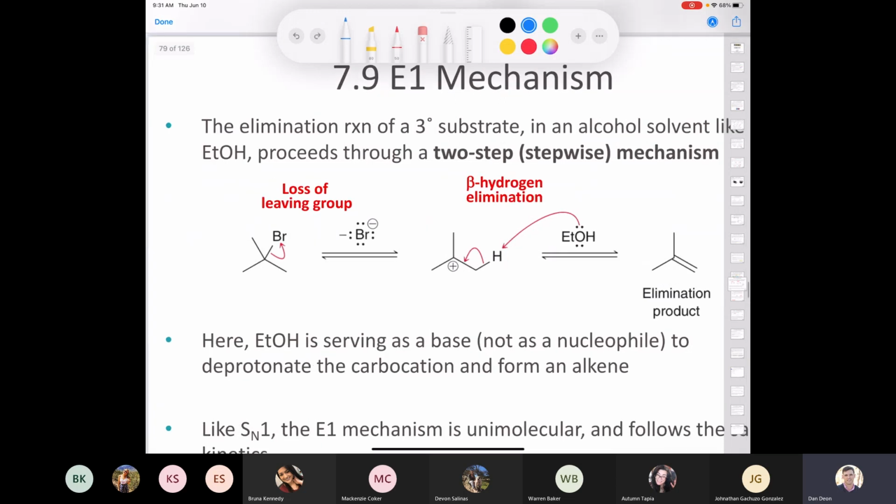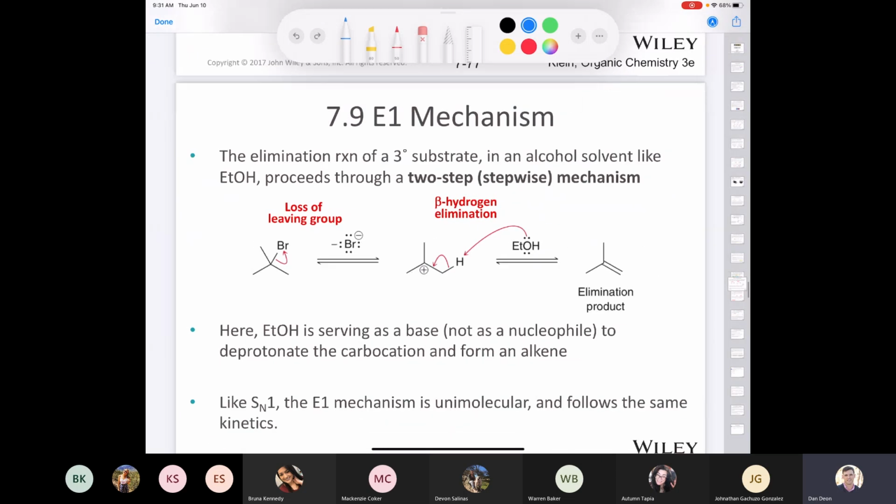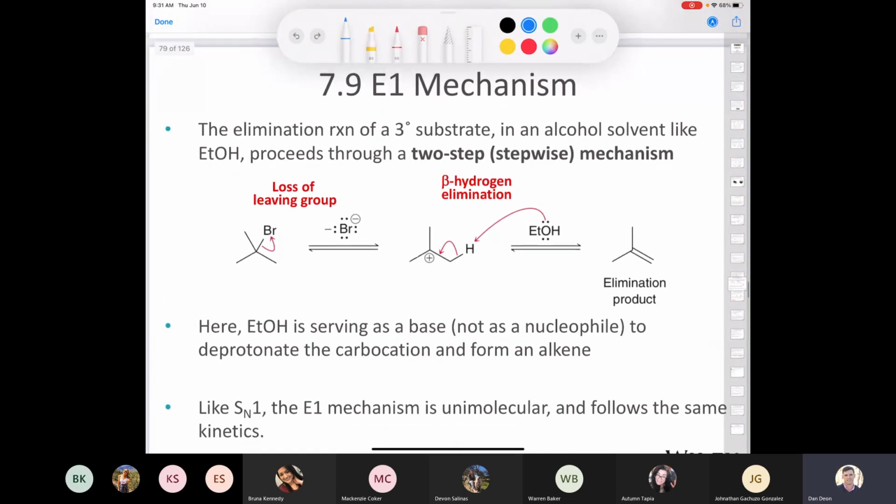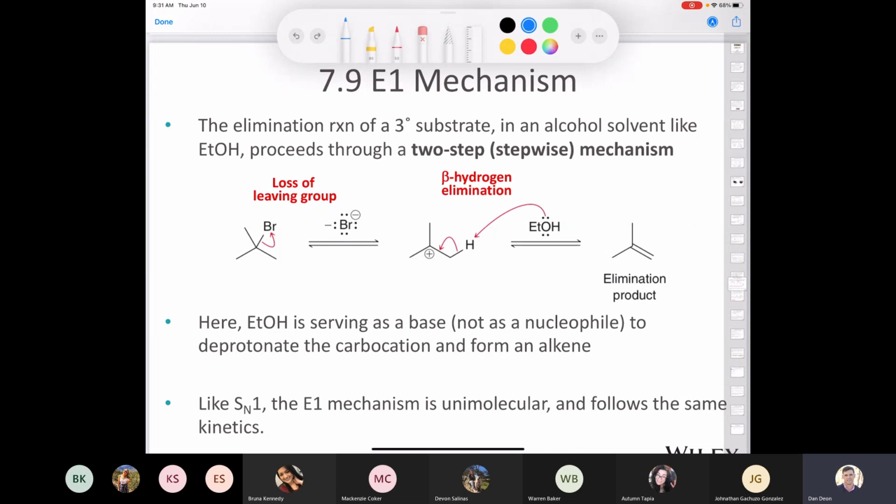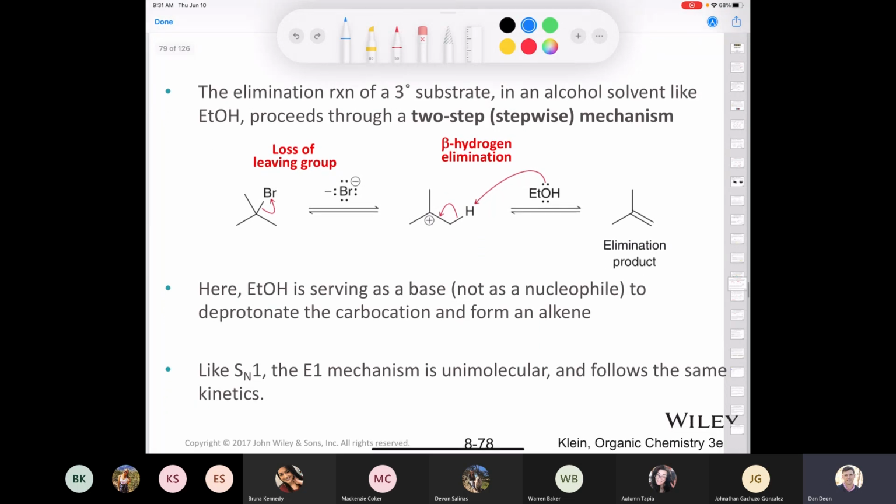And I know that there are 2 more protons here. Yes, there's another one, and yes, there's another one. We're just leaving those out. This is just for instructional purposes only. But in order to form that alkene, to do the elimination reaction, I just have to remove a proton, which is a 2-step process. So here, the ethanol is behaving as a base and not a nucleophile in order to deprotonate the carbocation and produce an alkene. Again, the E1 reaction mechanism is unimolecular.